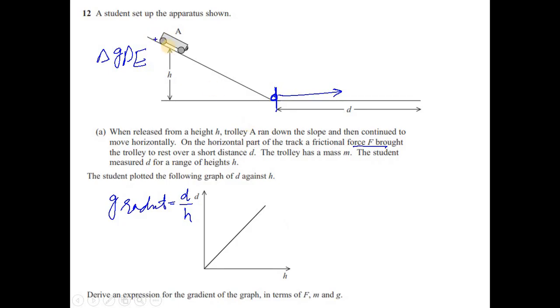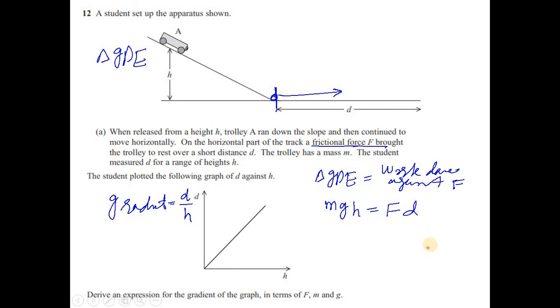And what did I say? That the loss in gravitational potential energy, gained as kinetic energy, will be used in order to do work against the frictional force. So I say that delta GPE is equal to work done against F. So mgh is equal to work done against force. So a frictional force F and distance traveled is d, so F into d.